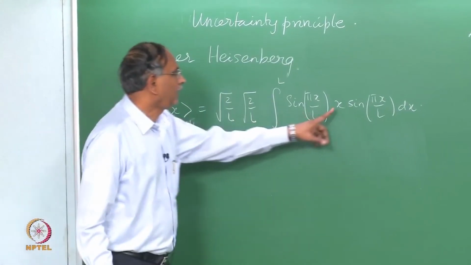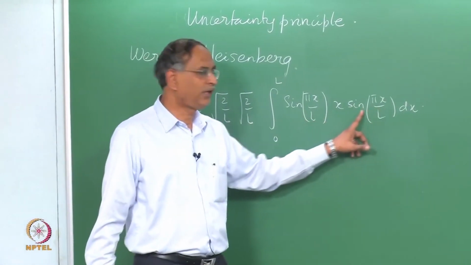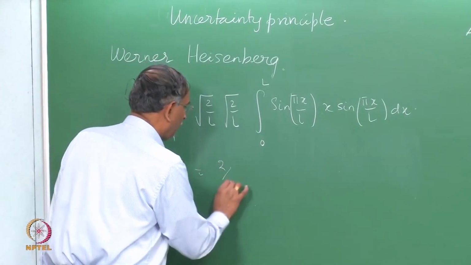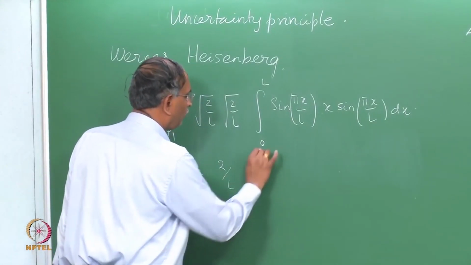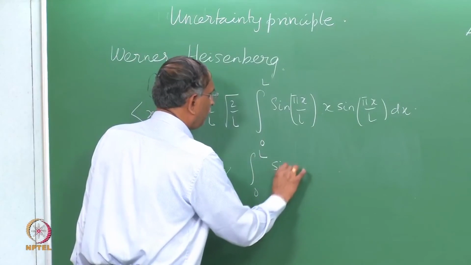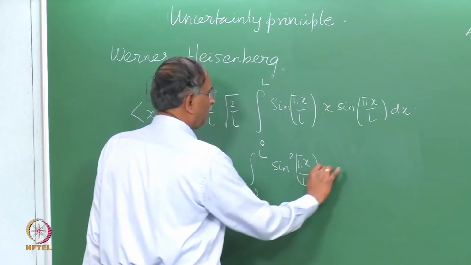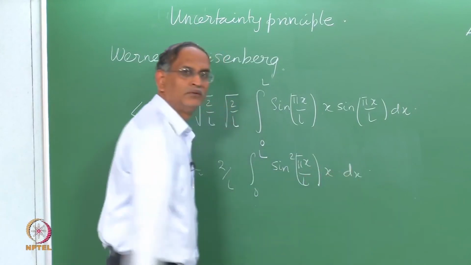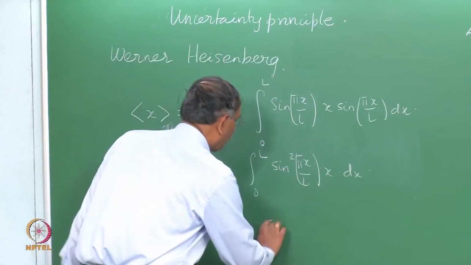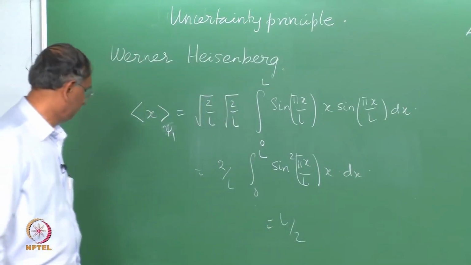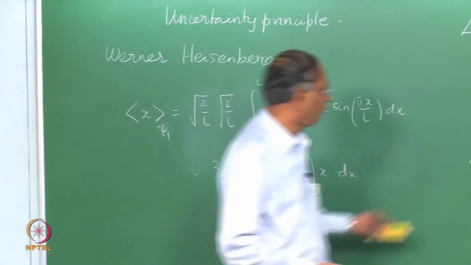Okay. And x of course does not change anything, it simply multiplies to this. Therefore, this integral is 2 by L, 0 to L, sine square pi x by L multiplied by x dx. Calculate this integral and show that the answer is L by 2. Okay. That is for you to do as an exercise.